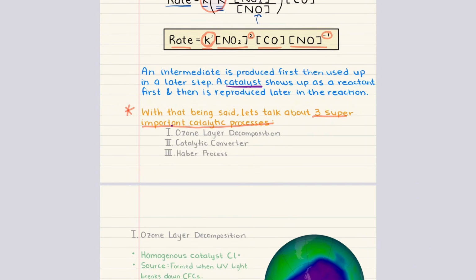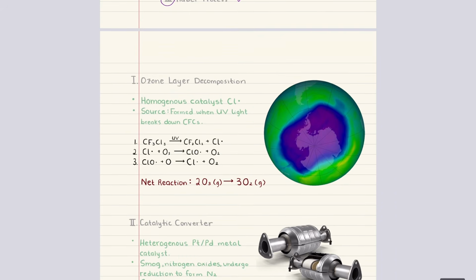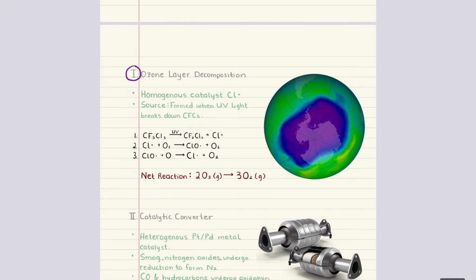The ozone layer, the exhaust system in a car, and the industrial production of ammonia all rely on catalysts to transform reactants efficiently. So as we walk through the ozone layer decomposition, catalytic converters in automobiles, and the Haber process, we're going to identify the specific catalyst involved, and we're going to see exactly how it accelerates the reaction. The first example is ozone layer decomposition. This process uses a homogeneous catalyst, which means the catalyst is in the same phase as the reacting gases.